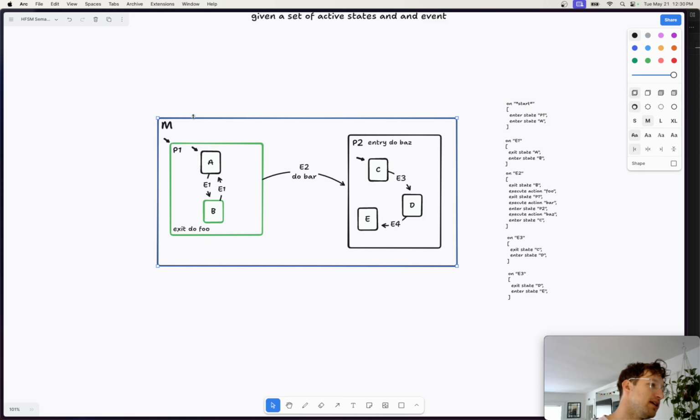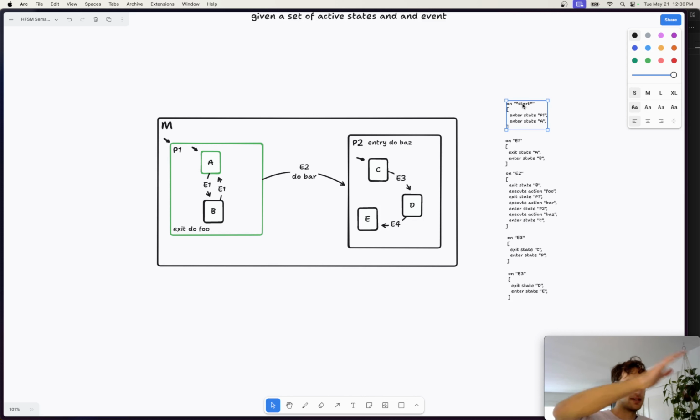So you can see right here, P1 is the initial state of machine M. So we're going to enter state P1, and then you can see that state A is the initial state of P1, so we're also going to enter state A. So what you can see here is given some event, we're going to figure out what transitions to take, and then once we figure out what transitions to take, we follow the arrows to derive a set of instructions for the state chart to execute.